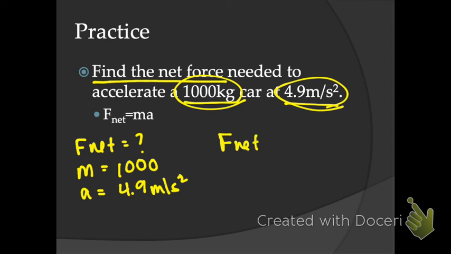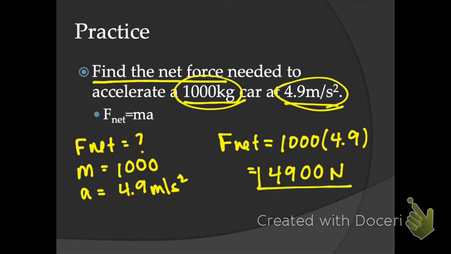So all I'm going to do is F net is equal to 1,000 times 4.9, right? And I get 4,900. And what would my units be if it is a force? It would just be newtons. Okay, pretty simple, right?